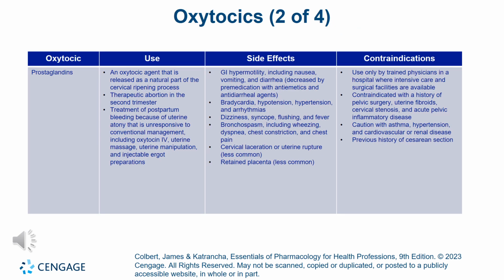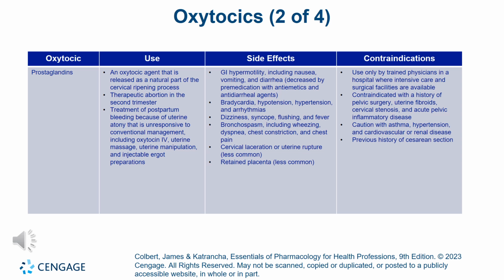Prostaglandins is another oxytoxic. It's an agent that is released as a natural part of the cervical ripening process. It is used for therapeutic abortion in the second trimester, and treatment of postpartum bleeding because of uterine atony that is unresponsive to conventional management, including oxytocin IV, uterine massage, uterine manipulation, and injectable ergo preparations.